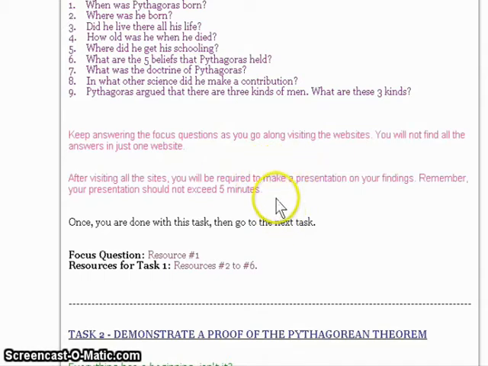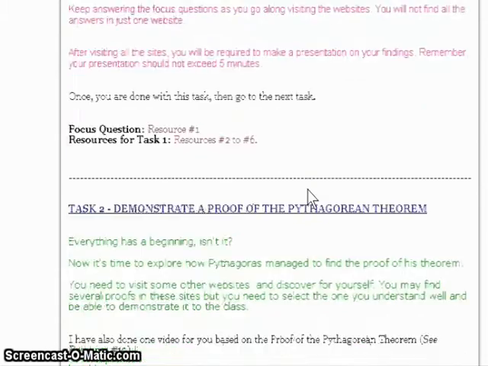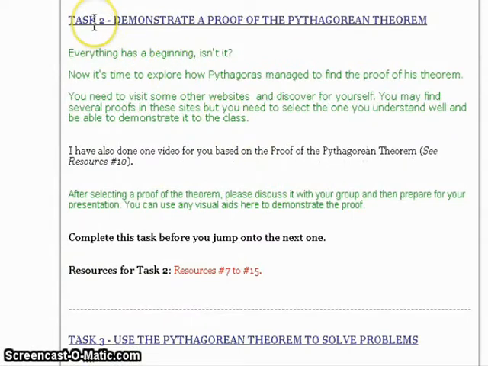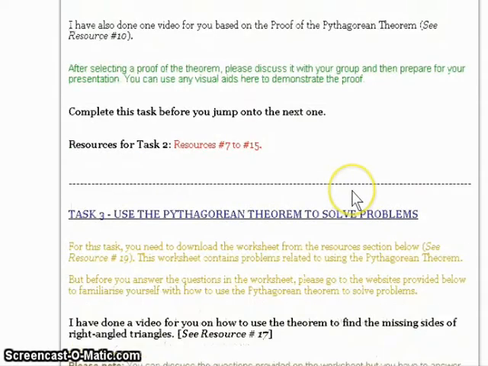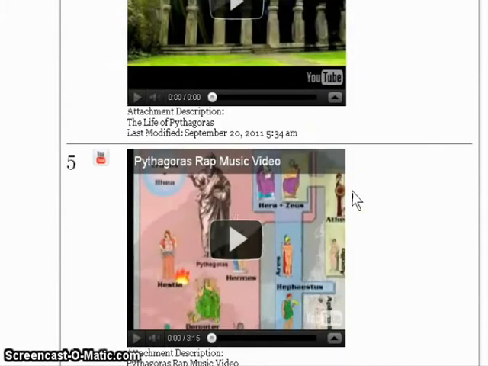After finding the facts, group presentations should take place. Now let's look at task 2. In task 2, the learners are required to go through some websites on the proof of the Pythagorean theorem. While doing this, they are to pick one of the proofs and demonstrate the same to the class. They are to do this task in groups as well.